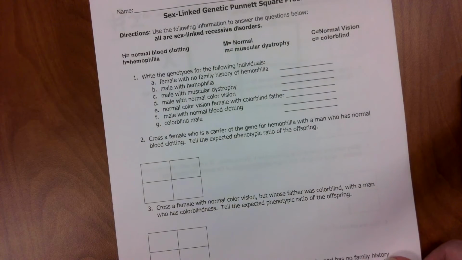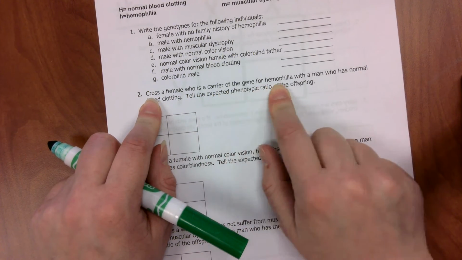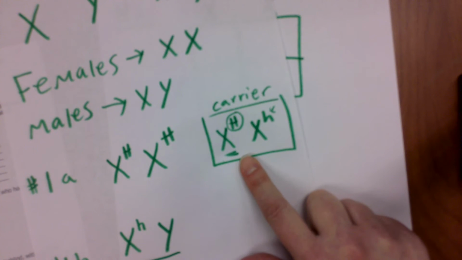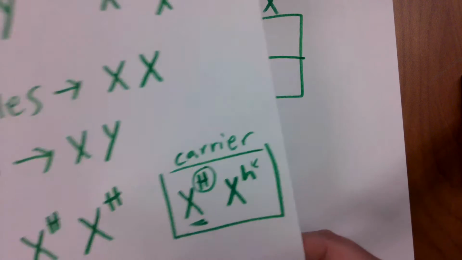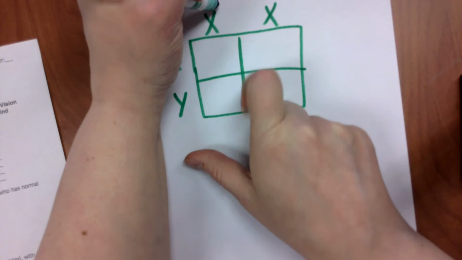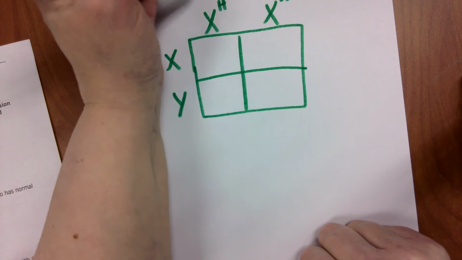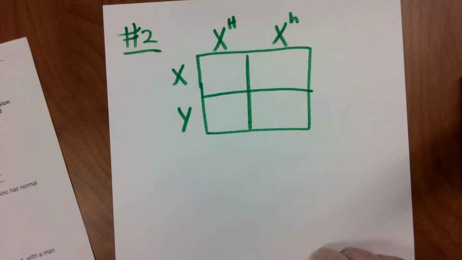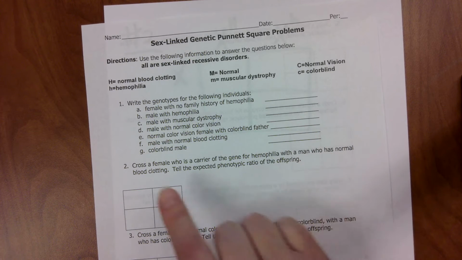And let's see what we have to write in here. We have a female who is a carrier of the gene for hemophilia. So, like I just talked about over here in my box, a carrier is a female who has one dominant and one recessive. So, one of our X's up here has the normal blood clotting gene, and this one has the hemophilia gene. And then for our male, it says he has normal blood clotting.